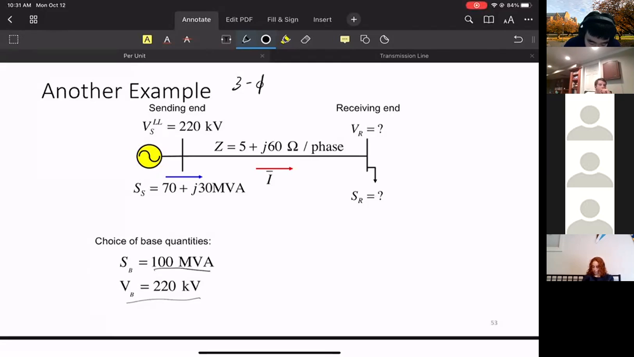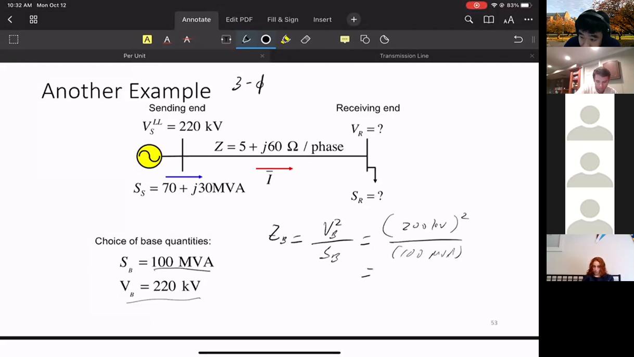And let's do all this calculation. We have a transmission line that has some impedance per phase. So let's do a base calculation of what this should be. The base impedance is V base squared over S base. So this is 220 kV squared over 100 MVA, which is 484 ohms. So this is our base.